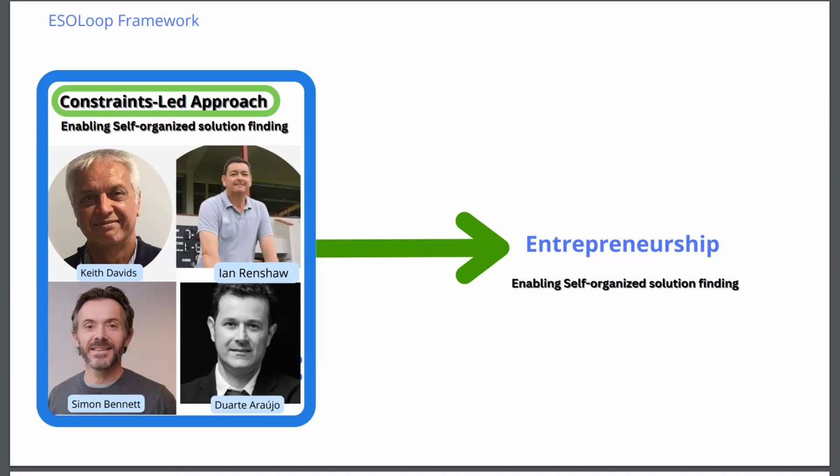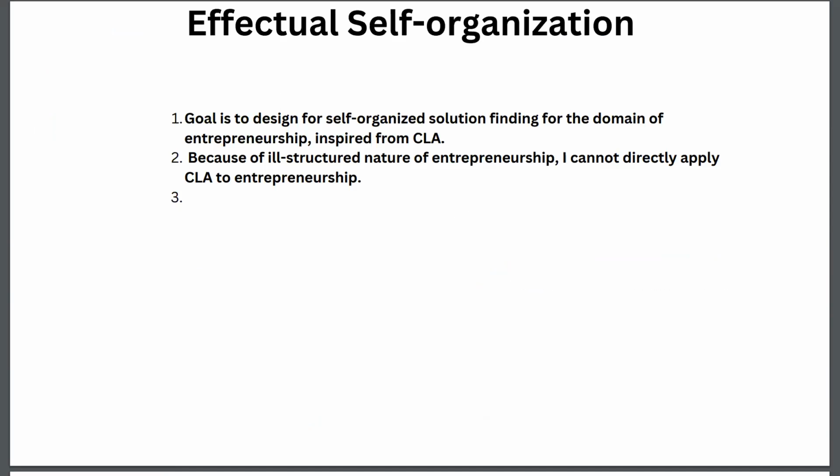I also discovered that applied complexity models that use the idea of self-organization are getting a lot of attention from the scholarly community. So I thought there is a possibility of doing exactly what I imagined. This was the beginning of my effort. The problem is that because of the ill-structured nature of the domain of entrepreneurship, I cannot directly apply the constraints-led approach to the domain of entrepreneurship.